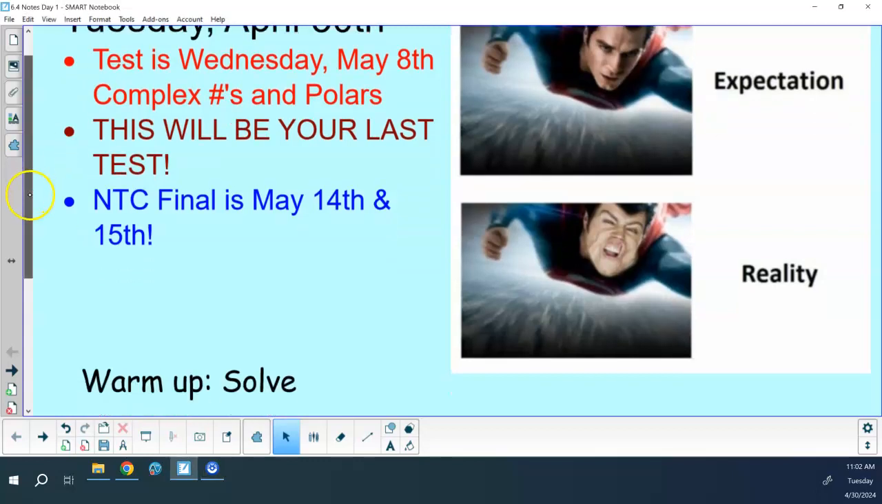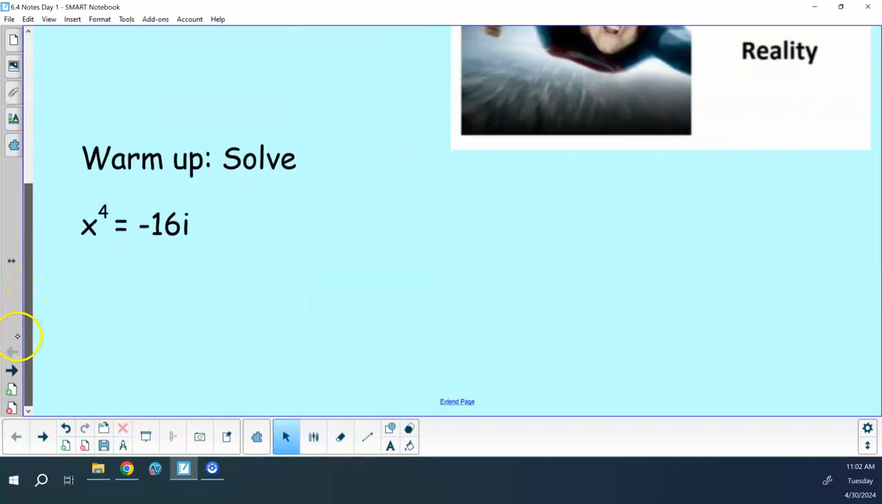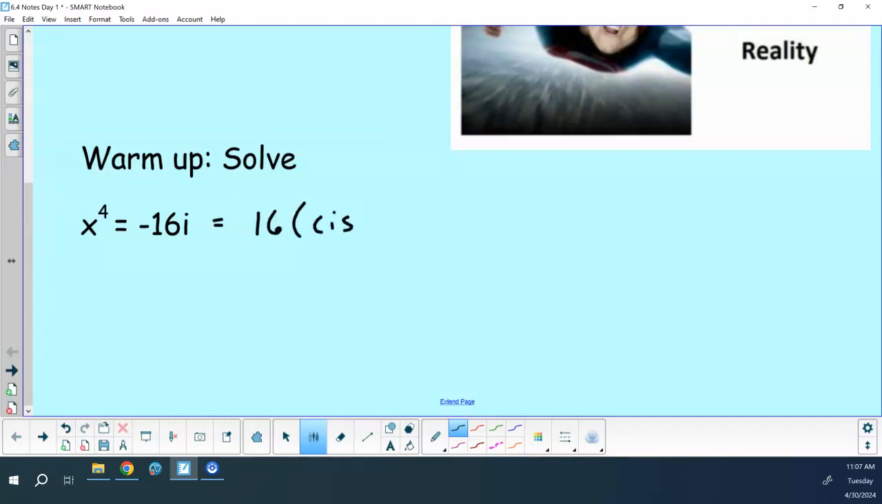So, with that being said, and those two out of the way, what I would like you to do now is solve this equation. X to the fourth power equals negative 16i. So first off, we got to transfer this into trig form because it makes things easier for us. So that's going to be 16 cosine I sine of 270 degrees. Do we all agree with that for negative 16i?